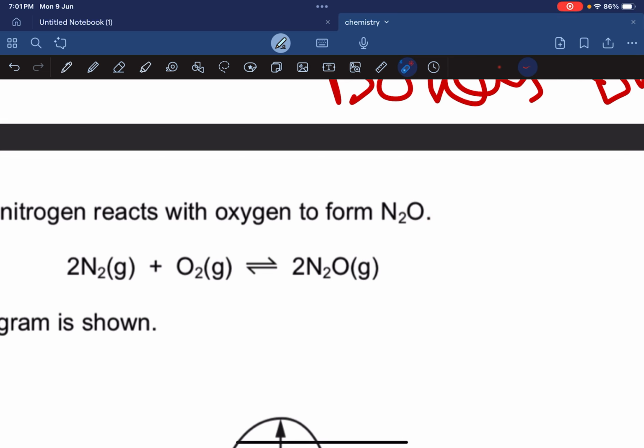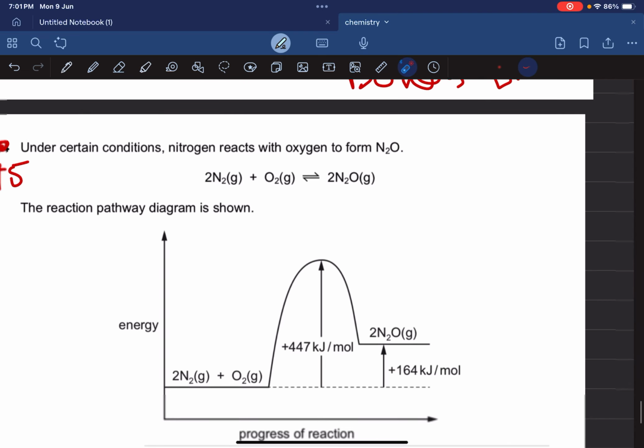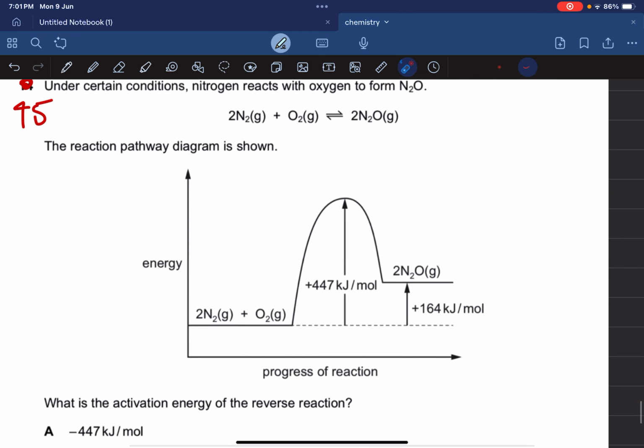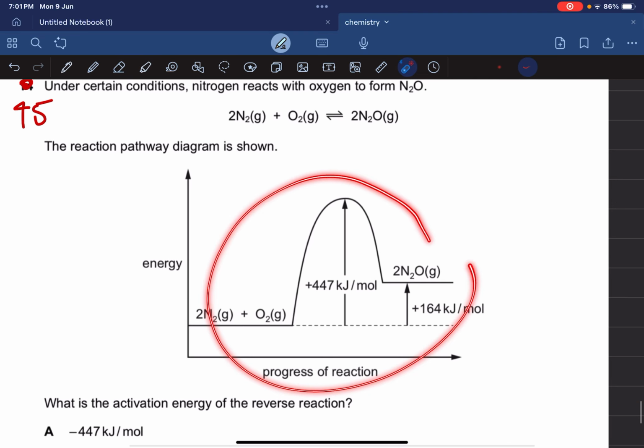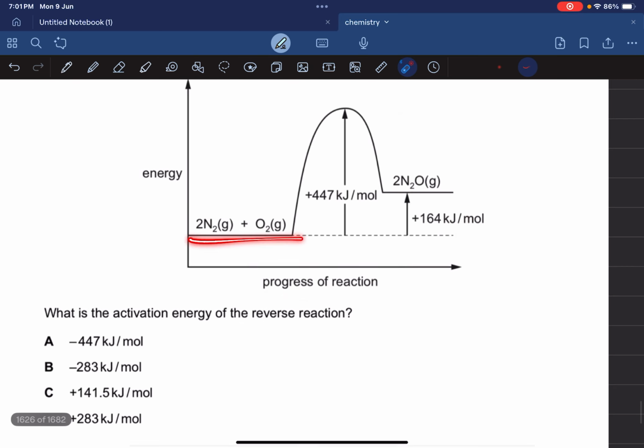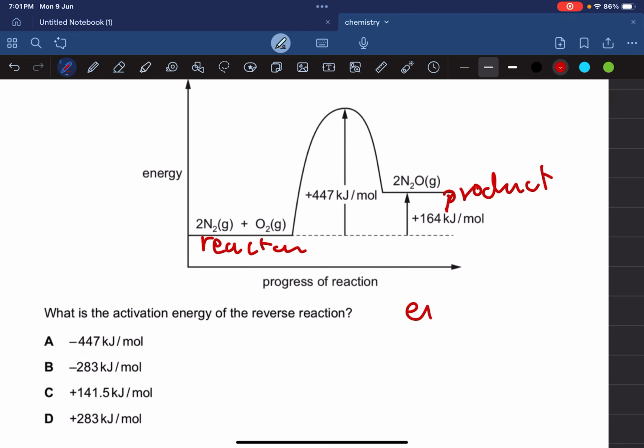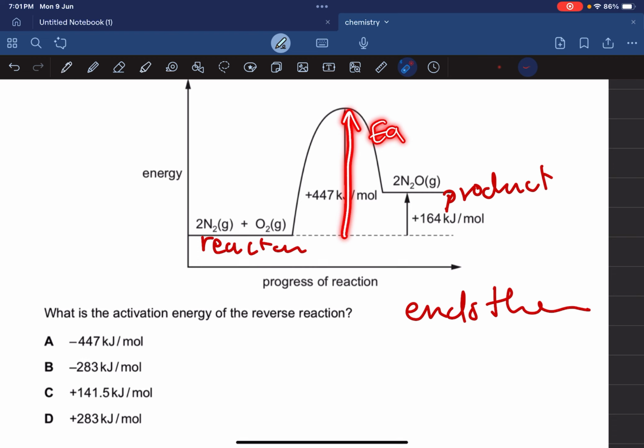So please don't say this is nitrogen dioxide. Okay, no worries, because that's not what is being tested. What's being tested is this. The reaction pathway diagram shown. I know that my reactants are below, my products are at the top. So this is going to be an endothermic reaction. This is the activation energy, EA. From the reactants to the products is my enthalpy change, which is delta H.